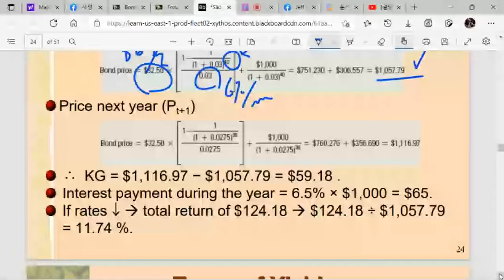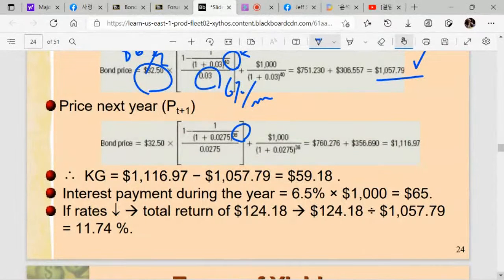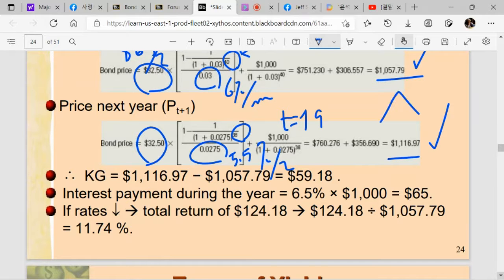Next year, there will be only 38 semesters left, because next year T will be 19, right? 19 years left to maturity. Coupon is still the same. It's always fixed. Half year rate 5.5, divided by 2, right? So if you do that, you get even more, right?